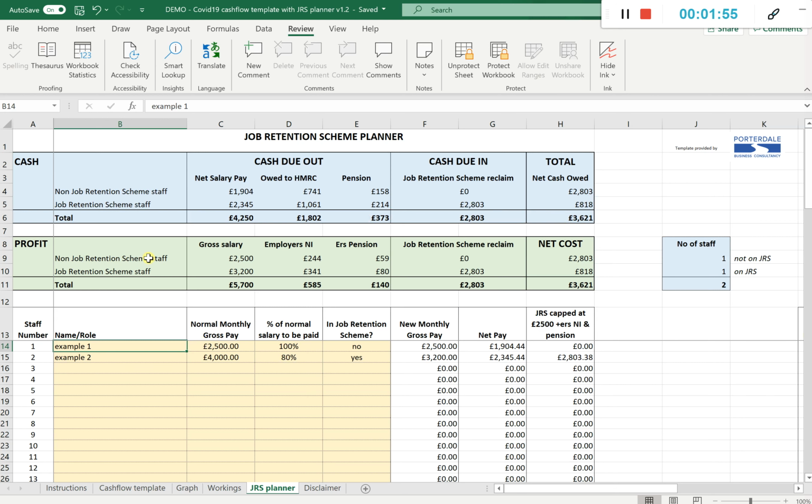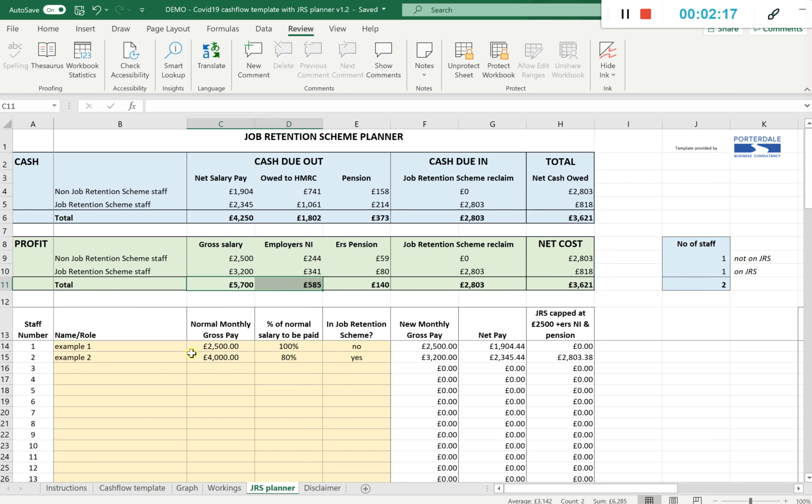The amounts in green are the profit elements. So that shows the gross salary, the employer's national insurance and the employer's pension, less the amount due back under the job retention scheme to give a net cost. So that's the profit element, not necessarily the cash.